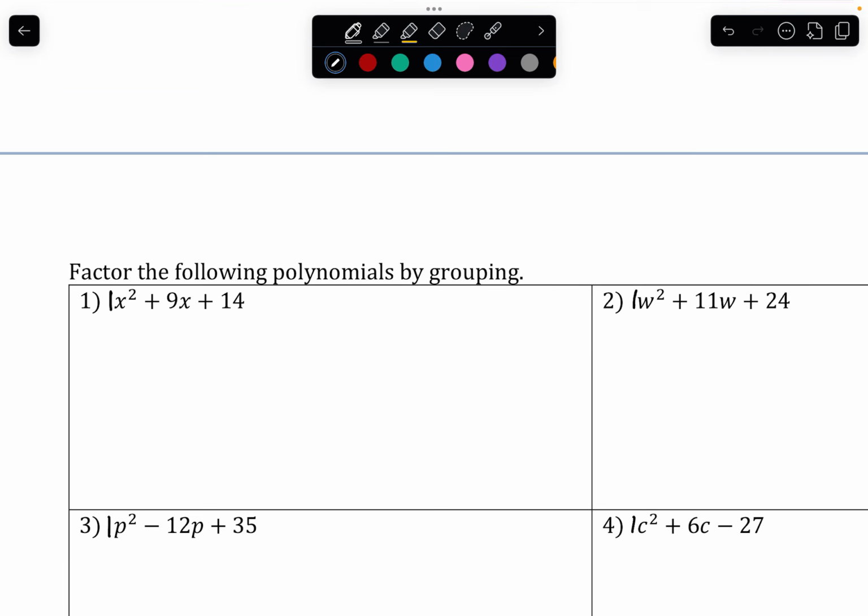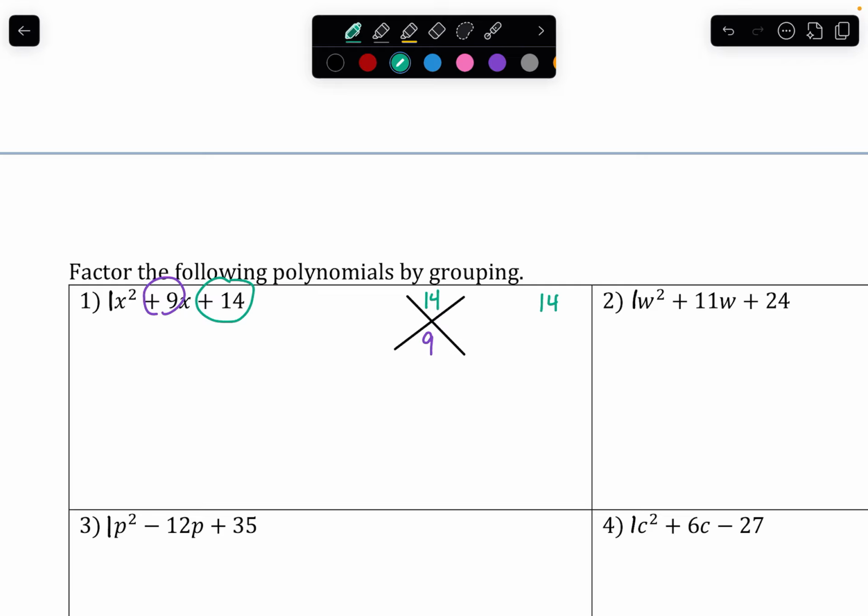I like to do what's called the X method just to organize my work. And so we're looking for two numbers that multiply to 14 but add to 9. Two numbers that multiply to 14 but add to 9.